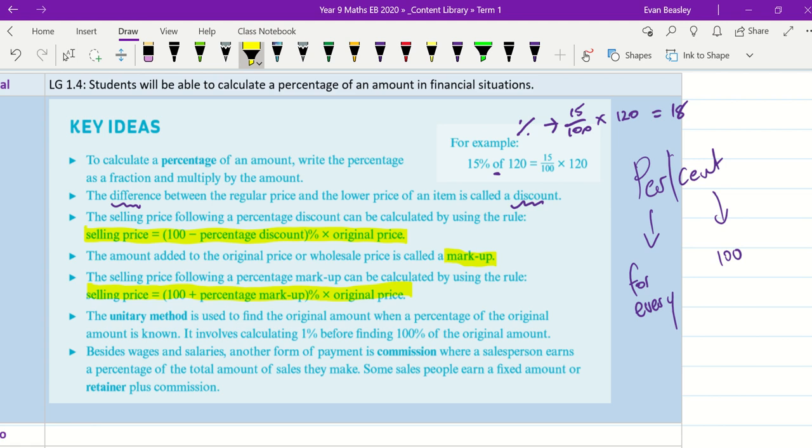Now the unitary method is used to find the original amount when a percentage of the original amount is known. So it involves just calculating 1% before finding 100% of the original amount.